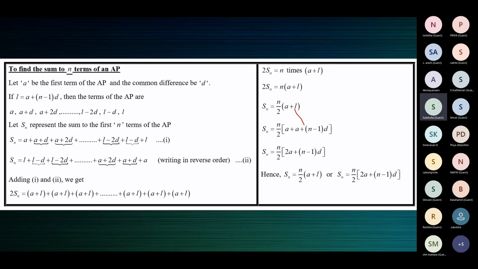You're writing L as A plus n minus 1 into D. That's what we had assumed. So A plus A will be 2A, 2A plus n minus 1 into D. So Sn is equal to n by 2 of A plus L.